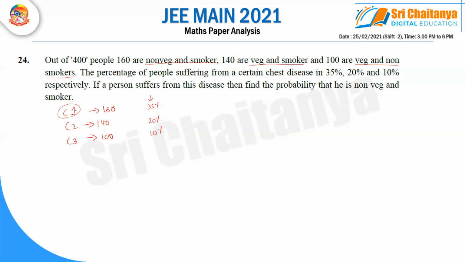So I am going to use Bayes theorem. For applying the Bayes theorem, I will write it as 160 by 400 into 35 by 100. This will be my factor for category 1, and in the denominator I will be getting 160 by 400 into 35 by 100 plus 140 by 400 into 20 by 100 plus 100 by 400 into 10 by 100. So when you solve this, you will be getting the answer as 28 by 47. So it will be something like 0.60.